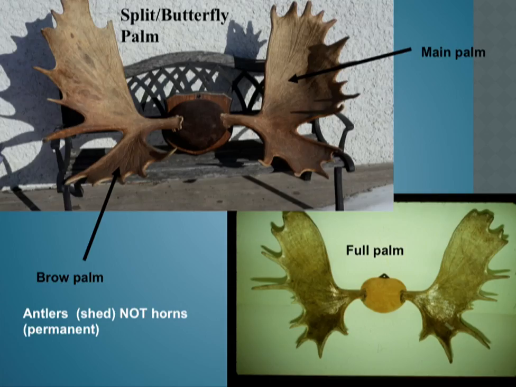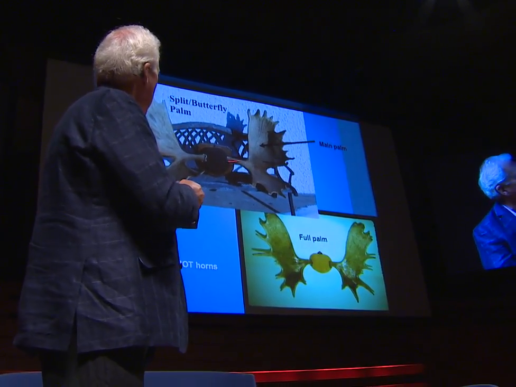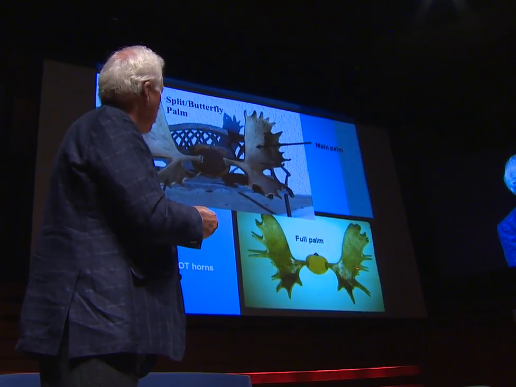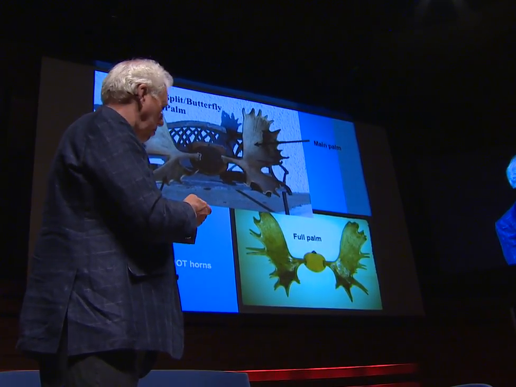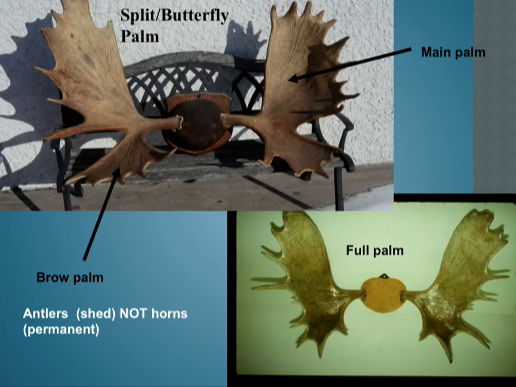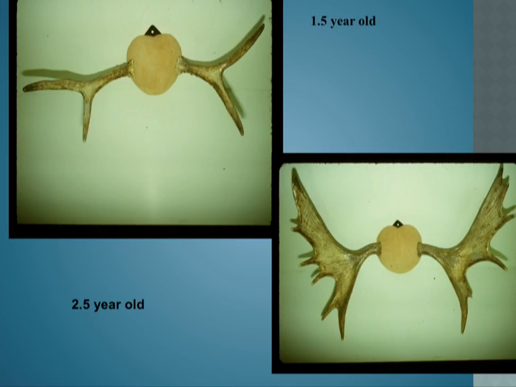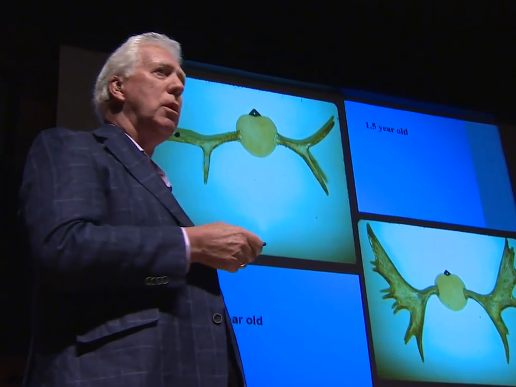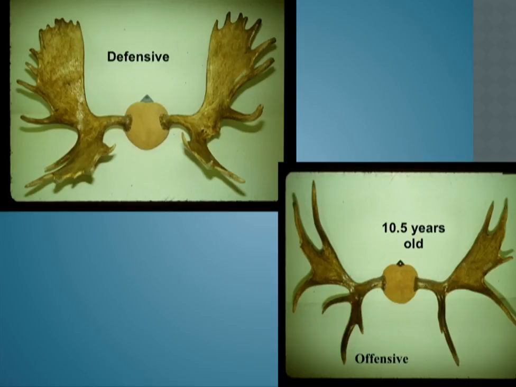Antlers have been fascinating to me over the many years. This is what we call a split or butterfly type antler between the main palm and brow palm, and this is a full palm where you have no indentation between the brow palm and the main palm. I can look at these and tell you that's a 1.5-year-old and that's a 2.5-year-old, but you can't really tell age by looking at the antlers once they get above this.